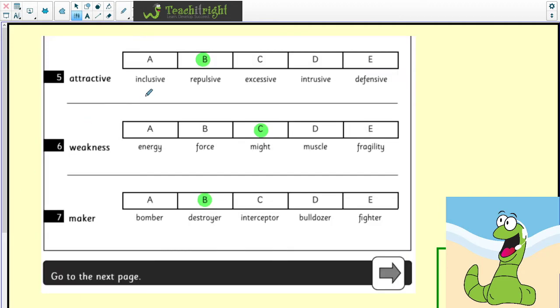Question 5, we've got attractive and repulsive. They're opposites. Repulsive we might describe as being sort of ugly or grotesque. So we've got attractive and repulsive. Those are opposite in meaning. Weakness and might. Might has got two definitions. It could mean maybe, or it could mean strength. So might and weakness are opposites. Maker and destroyer are antonyms.